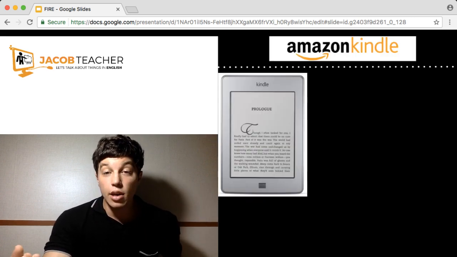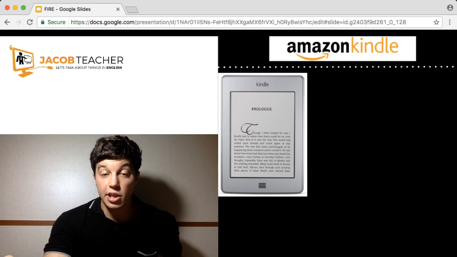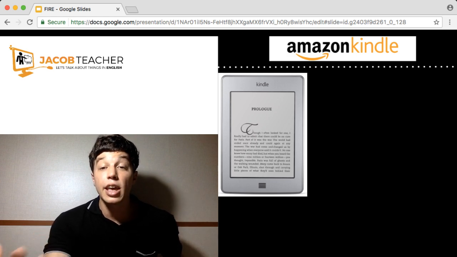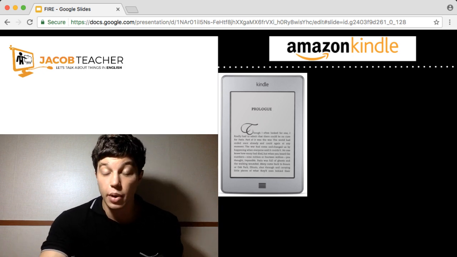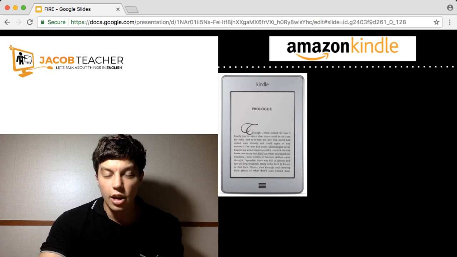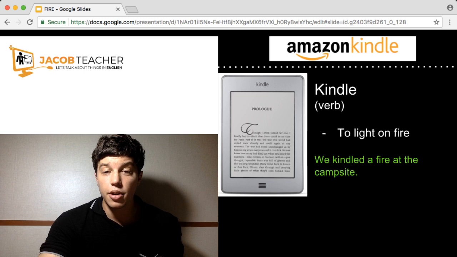Some of you may be familiar with this. This is Amazon's Kindle. This is a highly popular product. I don't have one myself, but I'd like to get one. I've heard that they are quite nice to have. But what's interesting here is I want to look at the word Kindle.